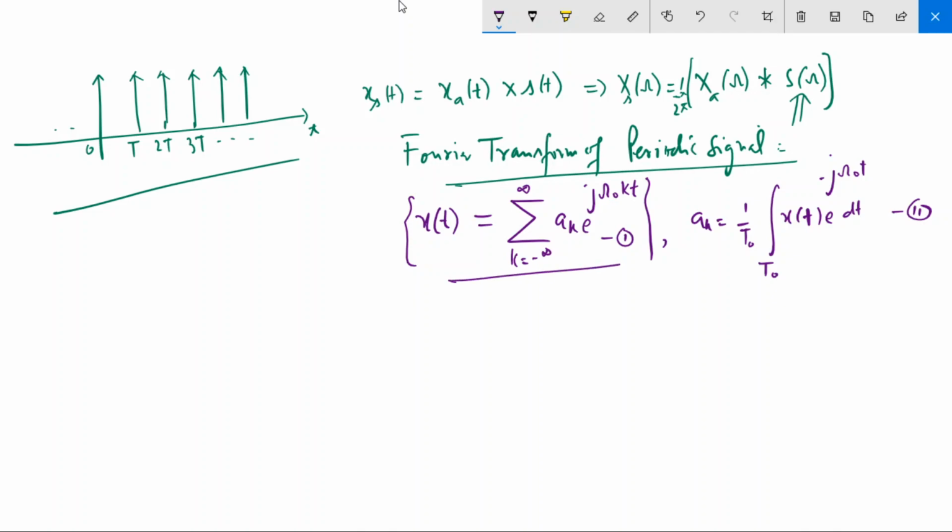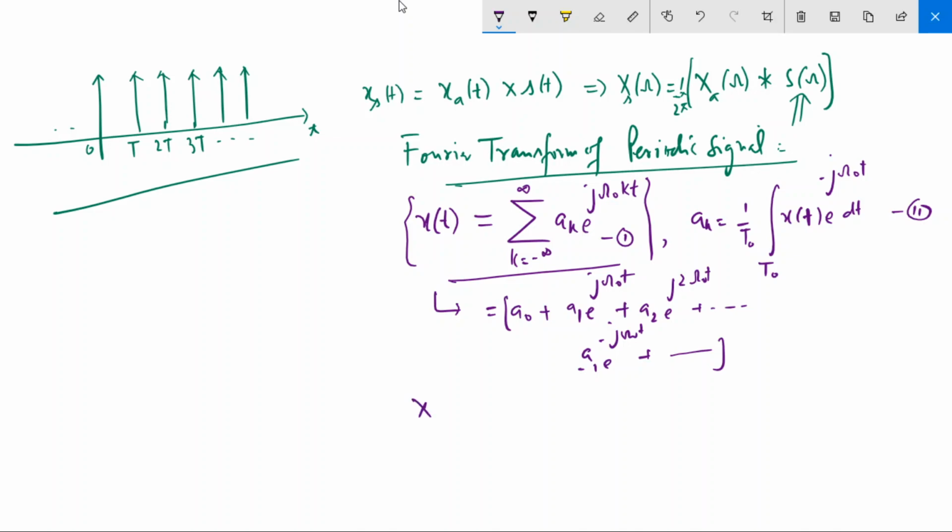I first write its Fourier series. Okay, so it will become a naught, constant, plus a1 e raised to power j omega naught t plus a2 e raised to power j 2 omega naught t, plus so on, and similarly then negative values, a minus 1 e raised to power minus j omega naught t and so on. This is the Fourier series. Now we have expressed x(t) as a linear combination of complex exponentials.